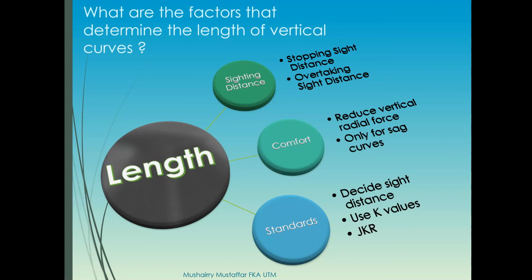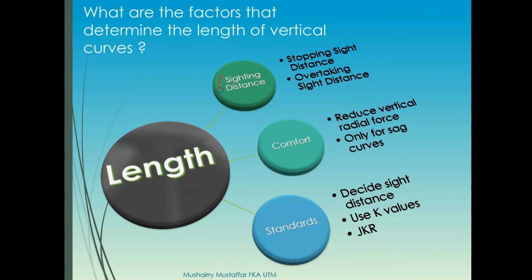Right, now when we look at a horizontal curve, the length of the horizontal curve, the transition curve, we know that it's a function of the velocity and the radius. So how about a vertical curve? What are the factors that we take into account when deciding what the length would be? There are two basic items that we look at, or three in a way.